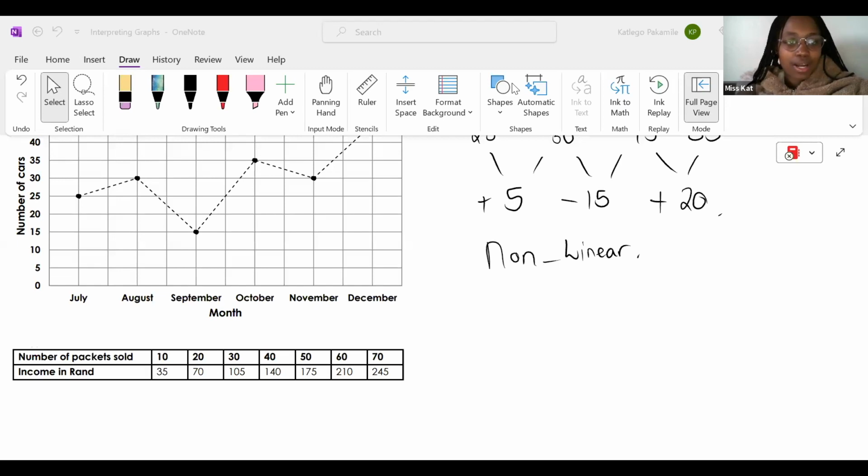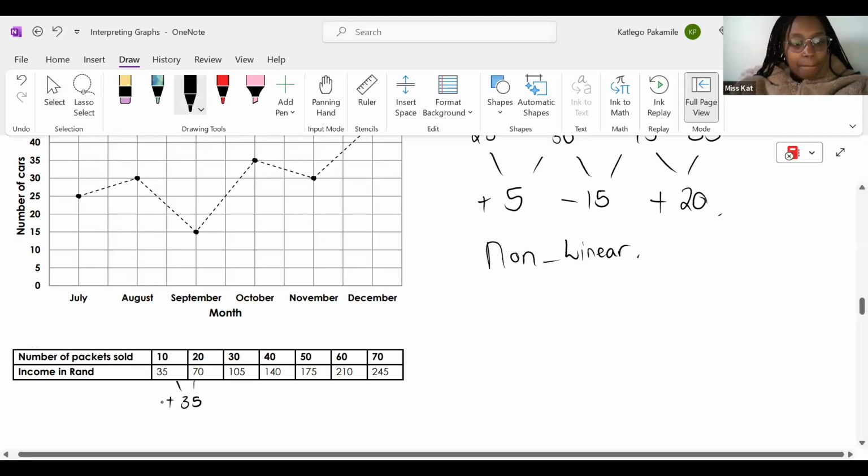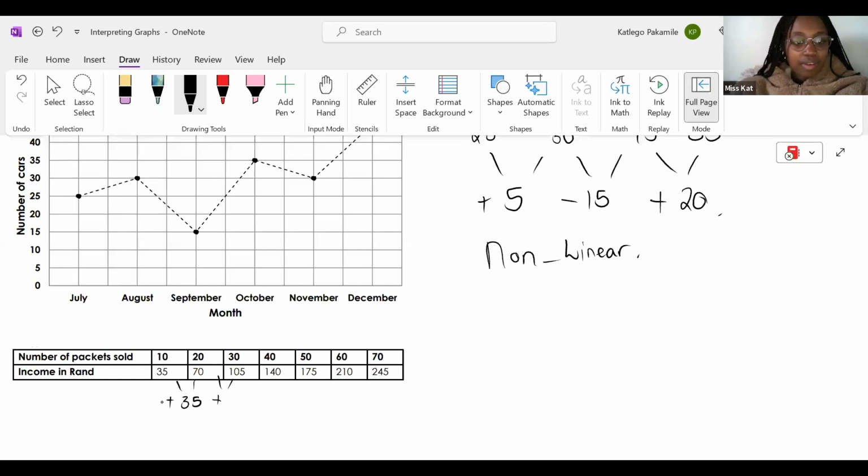Let's check points that are right next to each other. How do you get from 35 to 70? What do we add to get from 35 to 70? We're adding 35. Yes. Okay. What do we add to go from 70 to 105? From there to there, we're adding 35 again.